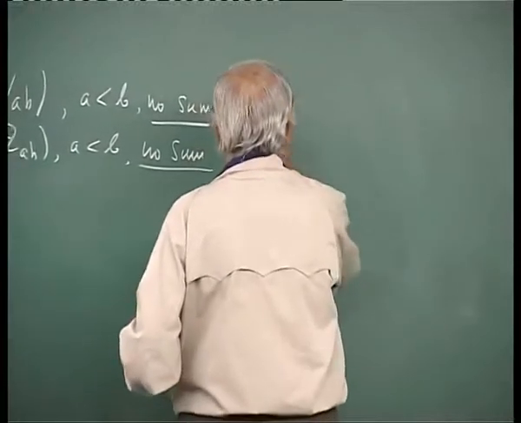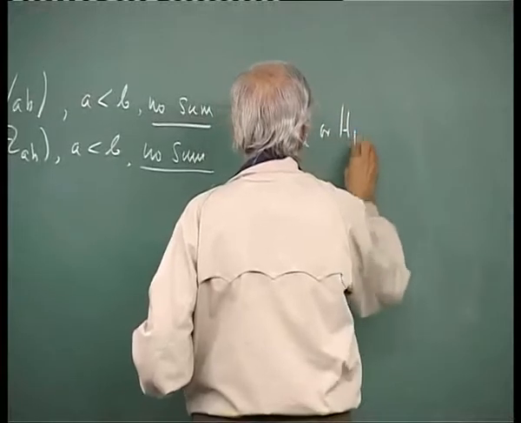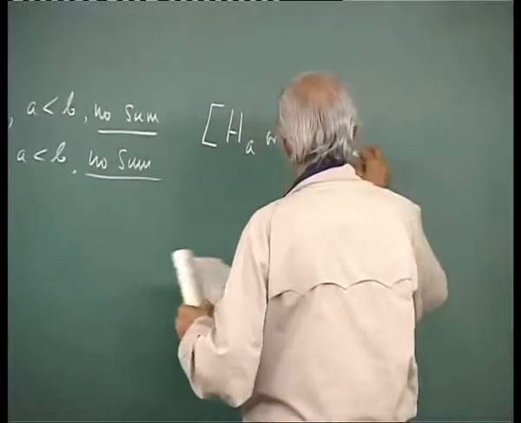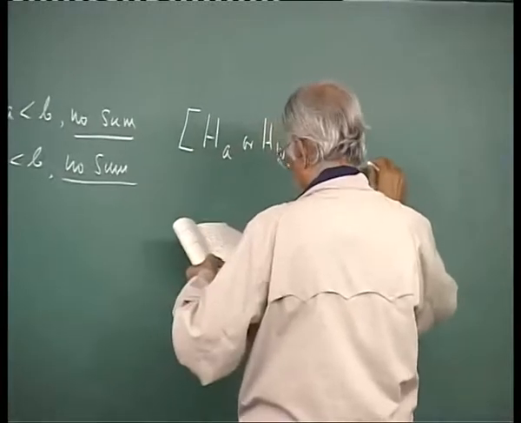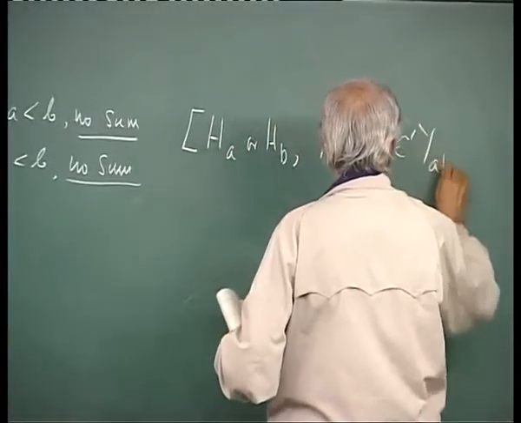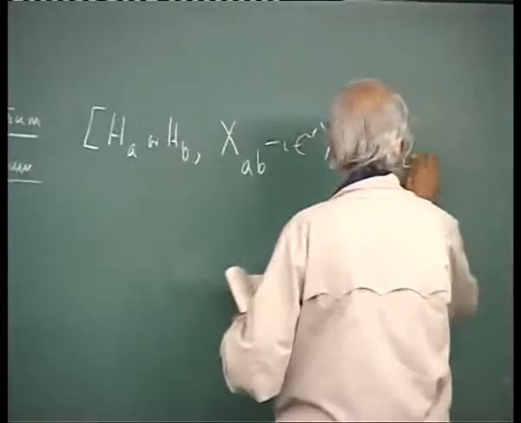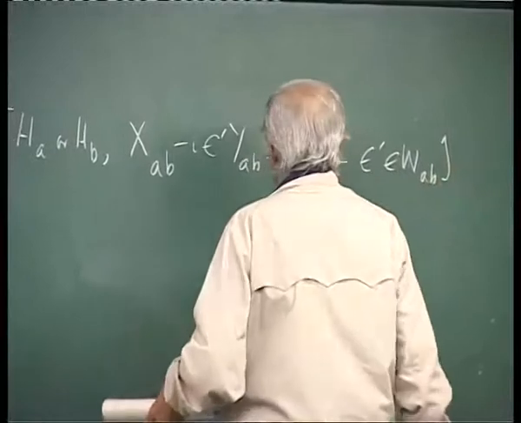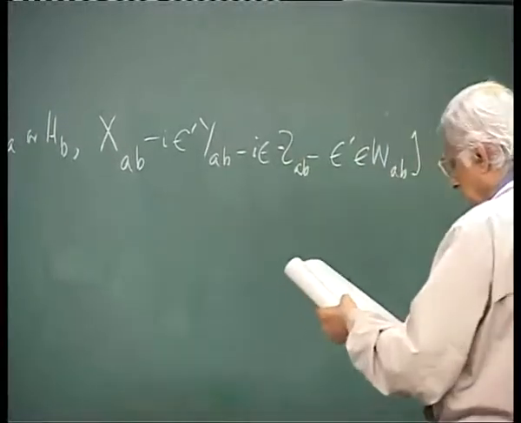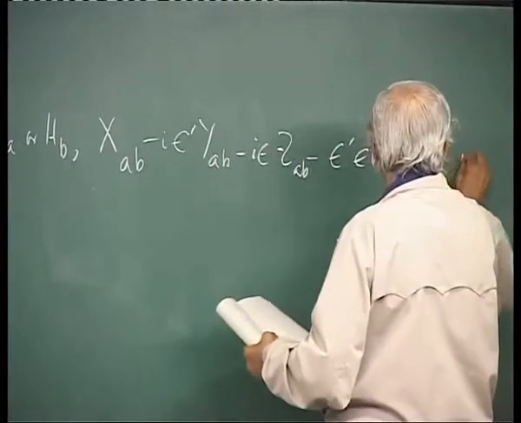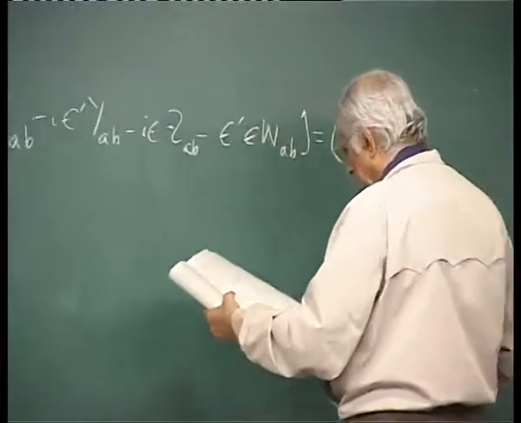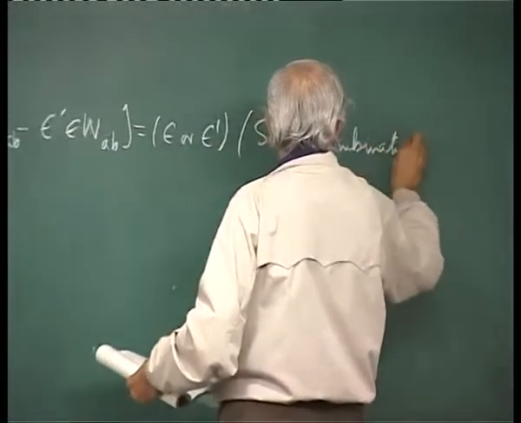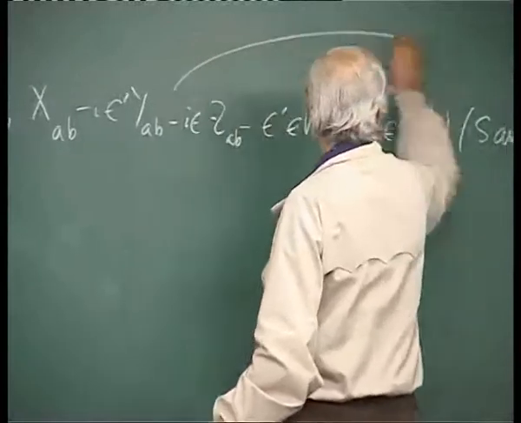Again, I want to request you to work this out. Check this, HA or HB. Here is the appropriate combination. If you take this combination, I'll tell you what these epsilons are in a moment. This is equal to epsilon or epsilon prime into the same combination, that is, this same thing appears here.